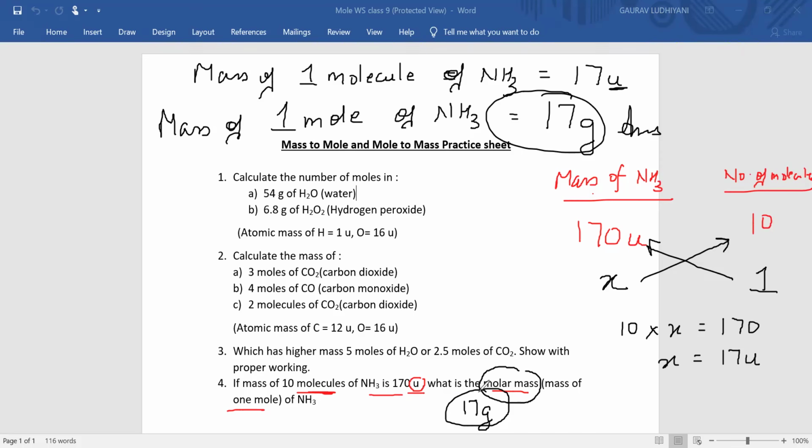That was it for lecture number 1. In the next class, we are going to learn how to calculate the empirical formula, and thereafter we are also going to understand how to apply this mole concept to chemical reactions. So that's it for today in the video.